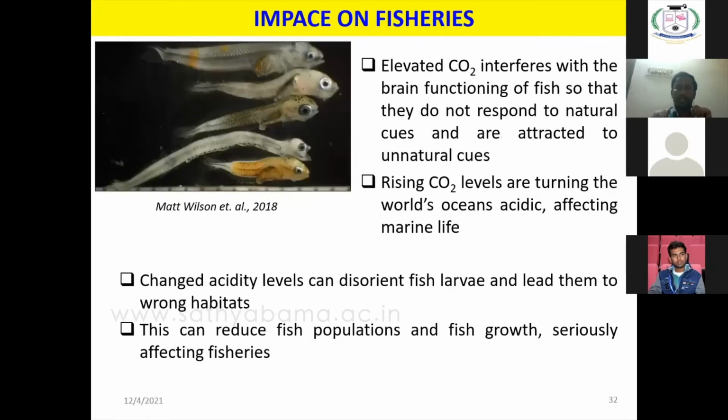And then it also impacts the fisheries. At elevated carbon dioxide, the animals will not react to the natural cues, and of course, due to the unadaptable conditions, they will be reacting to unnatural cues. Rising CO2 levels are turning the world's ocean acidic, affecting marine life hugely. That is because the adaptability is very much harder over there.